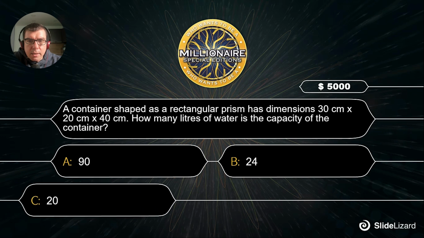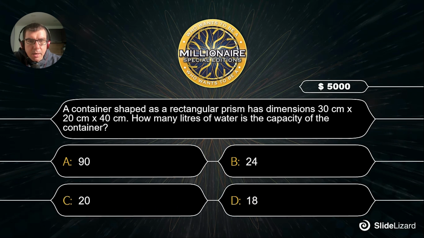A container shaped as a rectangular prism has dimensions 30 by 20 by 40. How many liters of water is the capacity of the container? 5 seconds. Think about it. Did you find B?